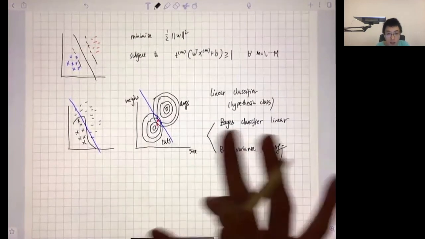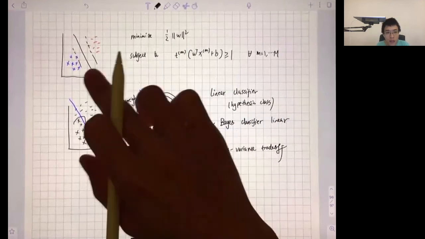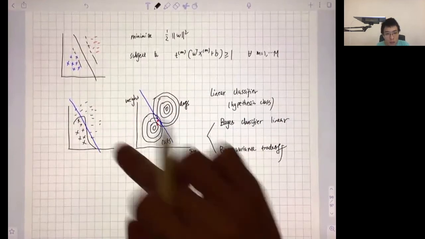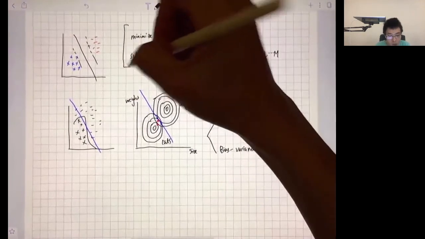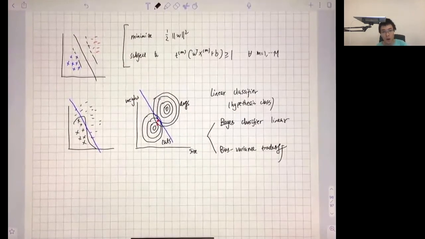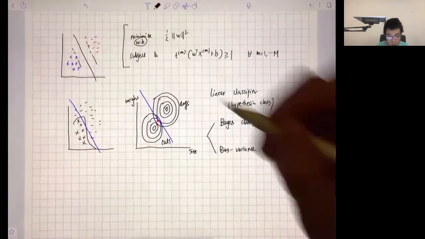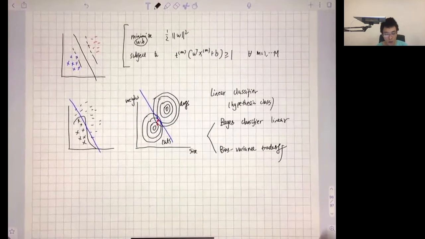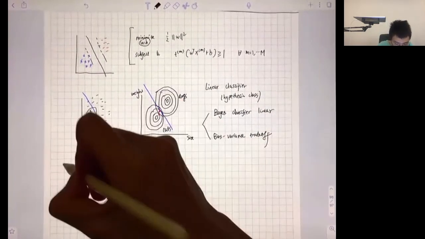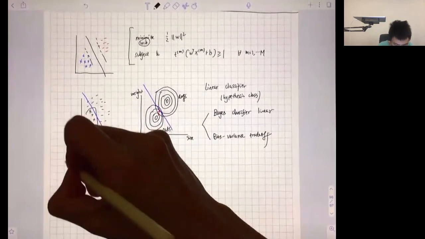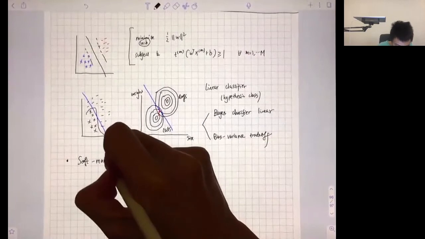So in these cases, the linear classifier is still preferred, even if your training samples are not strictly separable. But we cannot use this formulation to solve the problem. The feasible set is empty. There's no such W and b that satisfies all the constraints. So the idea is we are going to introduce the soft margin SVM.